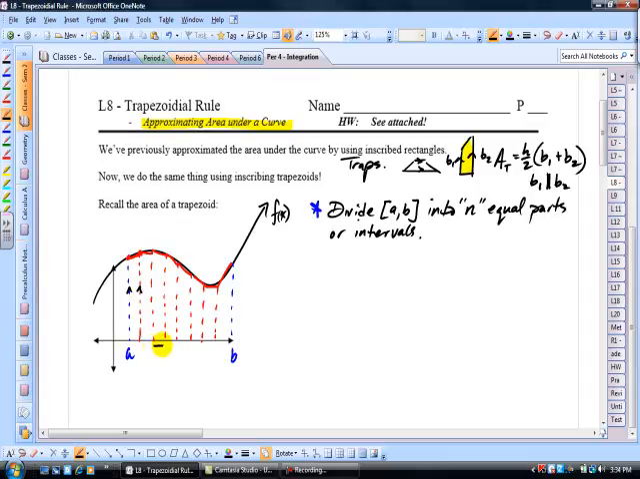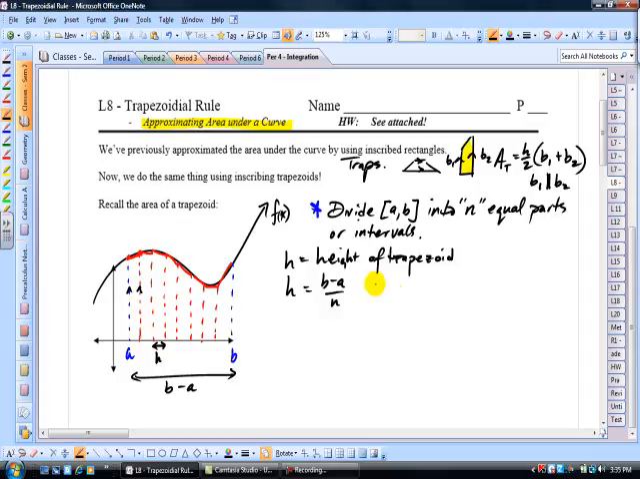Let's write that down. So this is h here, the height of the trapezoid. So h is equal to the height of the trapezoid, and we have to come up with a way to find that height. Now we want to divide the distance from A to B into n equal parts. Because of that, the distance from A to B is found by taking the right endpoint minus the left, so B minus A. And if you divide it into n equal parts, that distance h has to be B minus A divided by n. So the height is B minus A divided by n, and that's the height of the trapezoid, or the width of the interval.